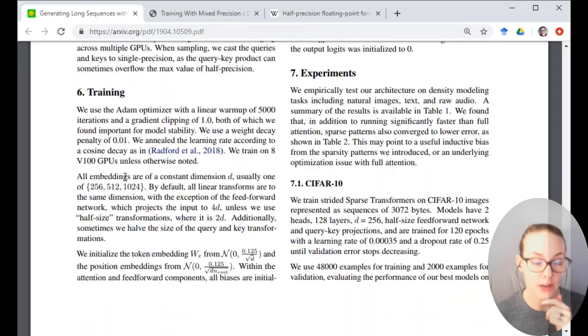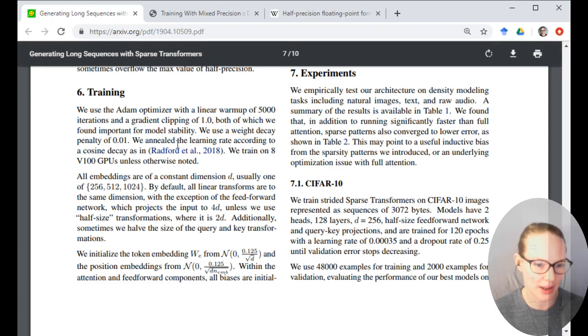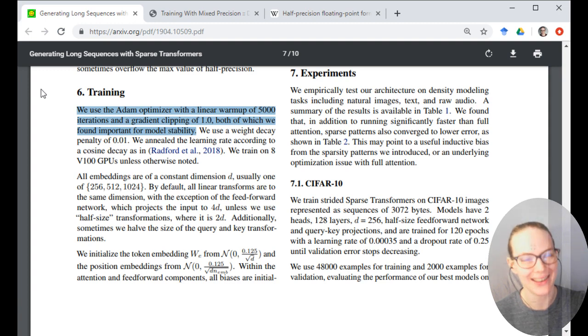All right, training. We use the Adam Optimizer with a linear warm-up of 5,000 iterations and gradient clipping of 1, both of which we found important for model stability. Oh, okay. So these are some of those parameters that you would want to make sure that you use the same values that they did. They are suggesting.